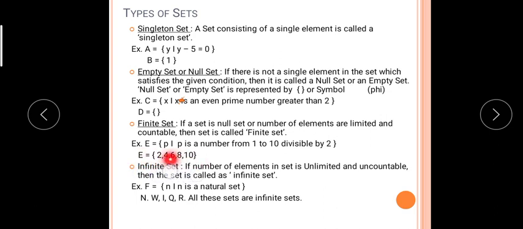How many elements are there in this set? 1, 2, 3, 4, 5. This means we can count the number of elements in the set, and therefore E is a finite set.